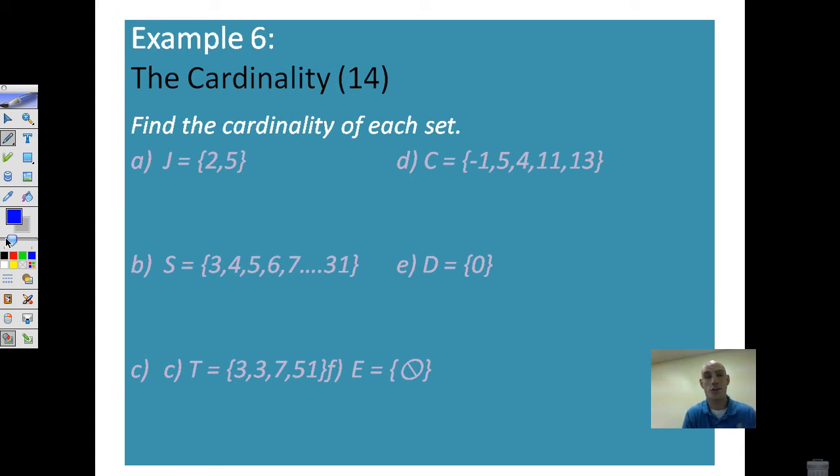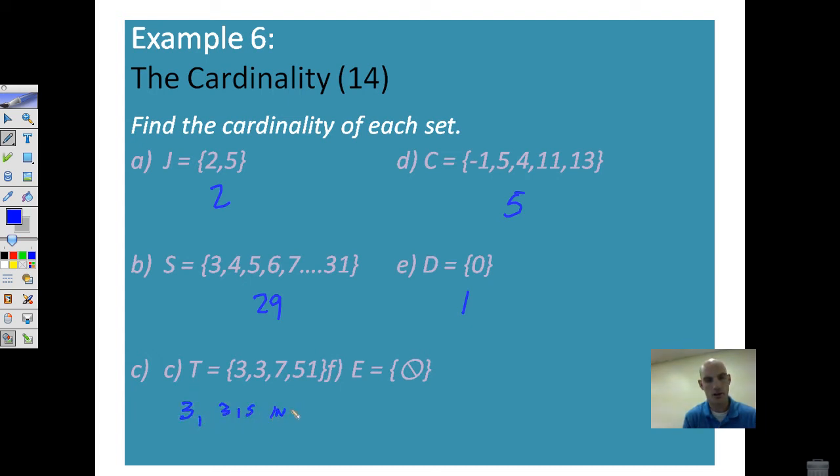Not too bad. So when I say the cardinality of set J, the cardinality is going to be 2. The cardinality of set C is 1, 2, 3, 4, 5. 5. The cardinality of S would be from 3 to 31. It ends up being 29 elements. For E, there's 1 element. It's a 0. What about for T? Well, T goes 3, 3, 7, 51. Well, how many elements does it have? It only has 3 elements.